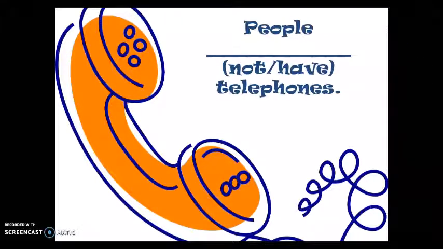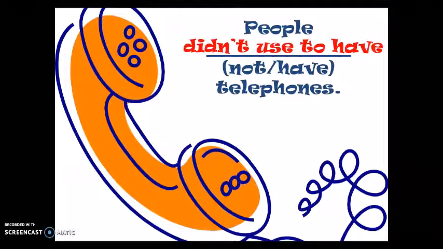Next example. People not have telephones. Telephones or cell phones, we could say both. Correct? Right. Again, a negative form. Didn't used to have telephones. La gente no solía tener teléfonos o celulares en el caso de cell phones.